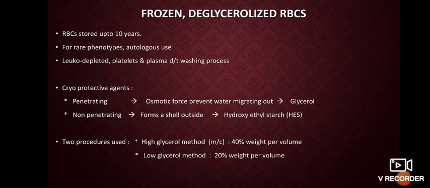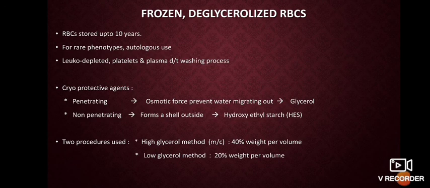complement. We have something called frozen deglycerized RBCs, in which we can increase the storage of RBCs even up to 10 years. This may be useful in cases of some rare phenotypes or in cases of autologous use. In this product, it will already be leukodepleted, and the platelets and plasma will also be reduced due to the washing process. The cryoprotectants which are used are penetrating or non-penetrating. Penetrating like glycerol, and non-penetrating like HES.